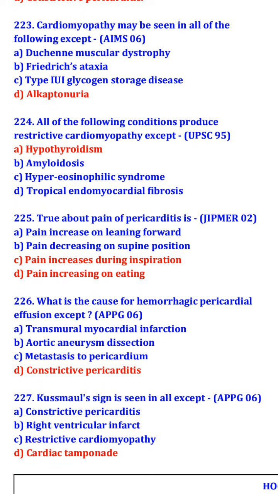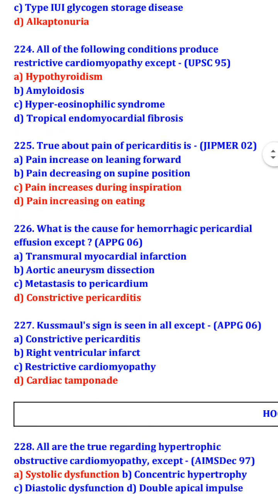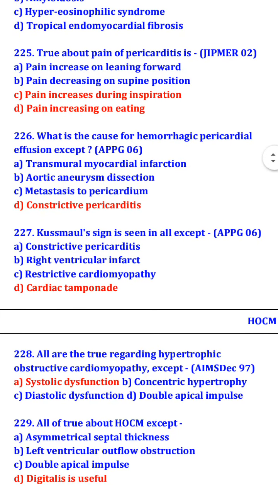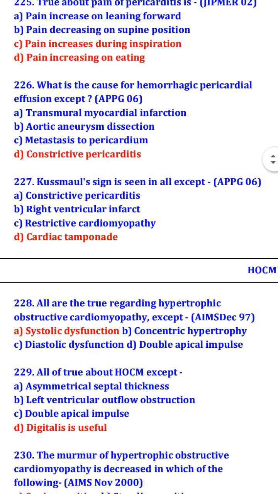What is the cause for hemorrhagic pericardial effusion except constrictive pericarditis? So, causes of hemorrhagic pericardial effusion are transmural myocardial infarction, aortic aneurysm dissection, and metastasis to pericardium. Kussmaul sign is seen in all except cardiac tamponade. It is seen in constrictive pericarditis, right ventricular infarct, and restrictive cardiomyopathy.